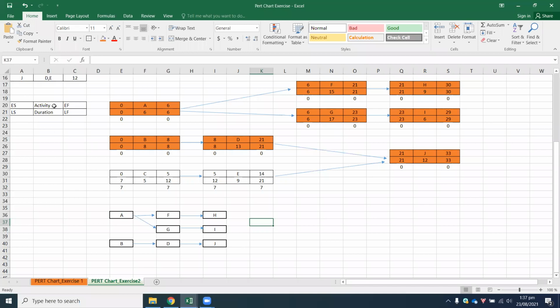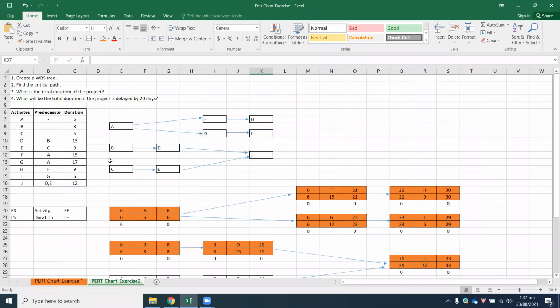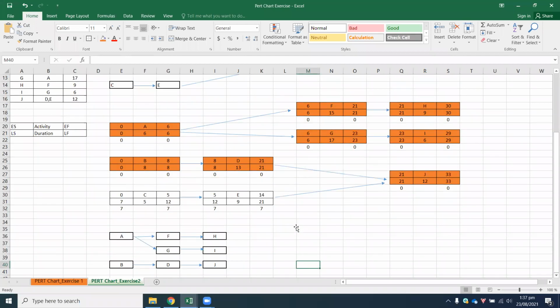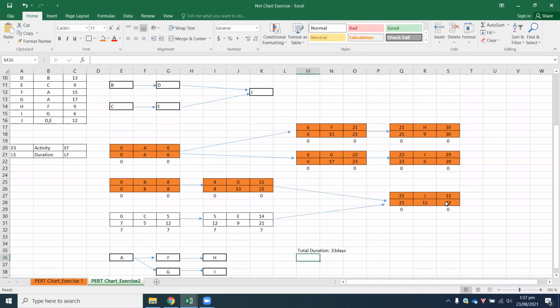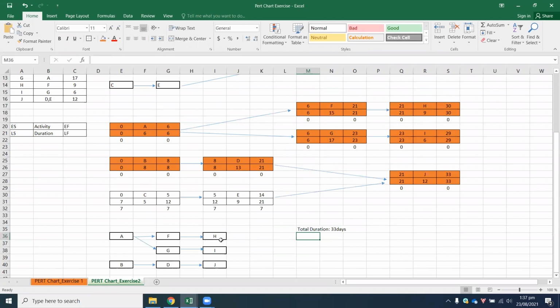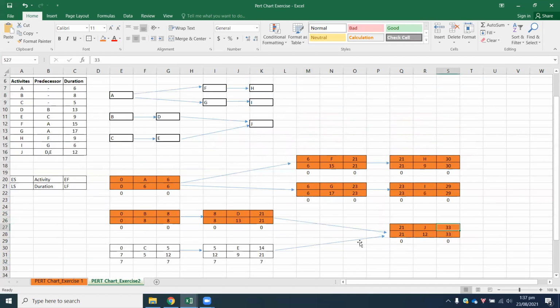Now, next comes the next question. What is the total duration of the project? The total duration of the project is, any guesses? 33. Thank you, Musharraf. It's 33 days. Now, why 33? Remember, you have two paths running together. So whatever time it will take to finish all of it at once, that would be the total duration. So in this case, the highest number is 33 days. So that's our total duration.